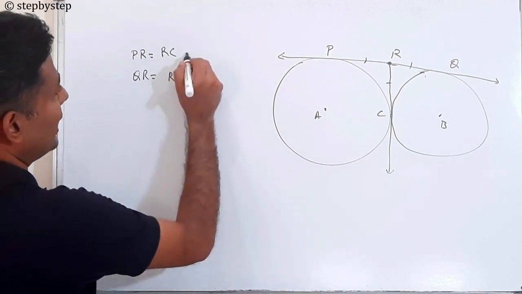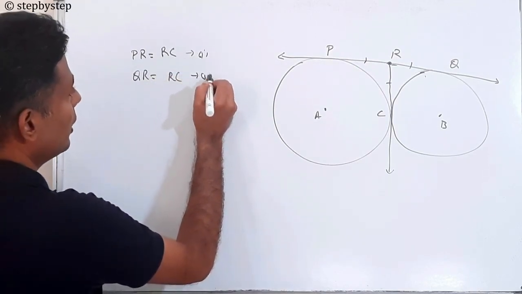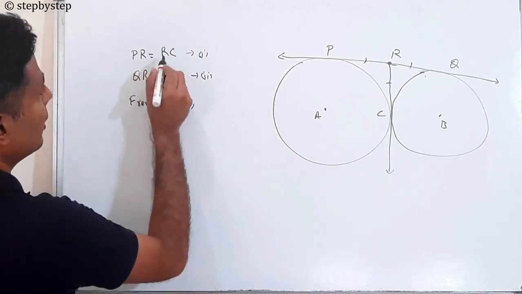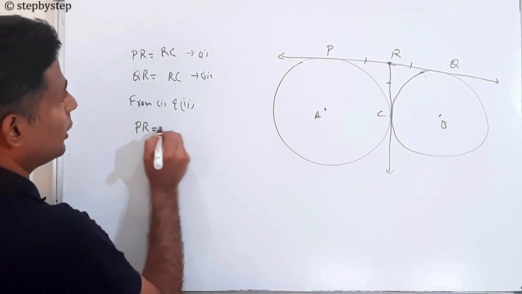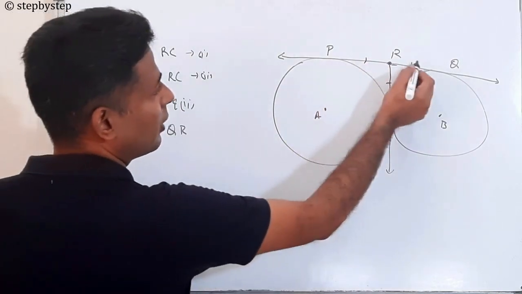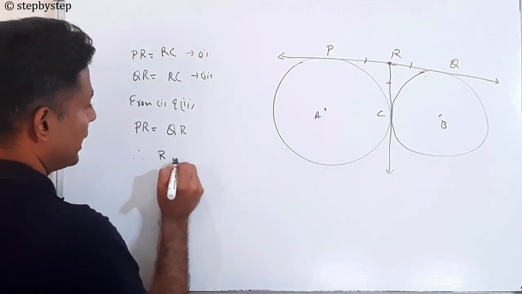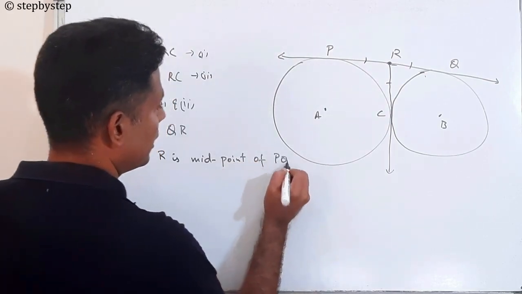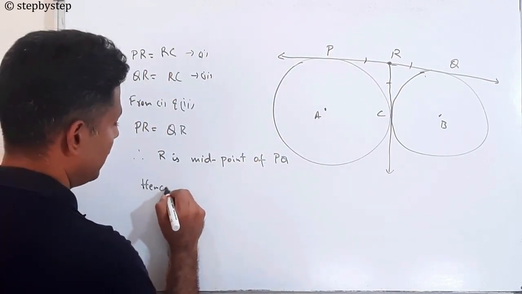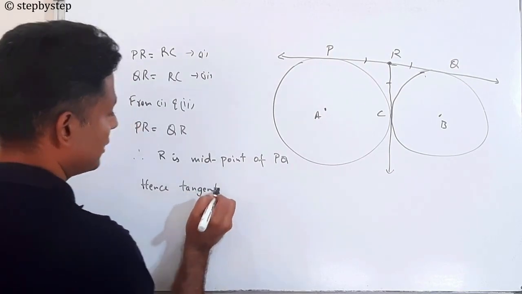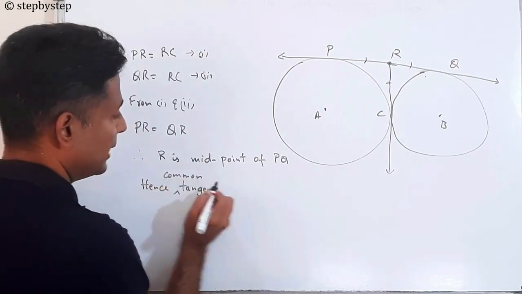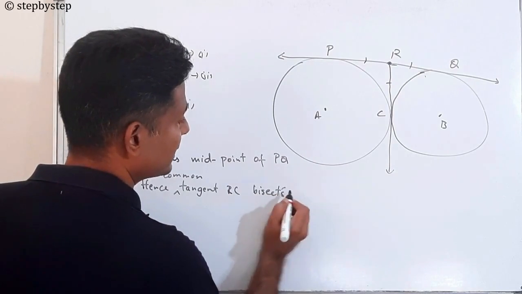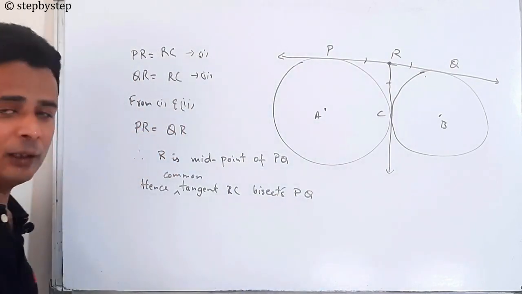So from 1 and 2 what do we get? You'll write it like this, 1, 2, and from 1 and 2 you get PR equal to QR. Therefore R is the midpoint of PQ, hence the common tangent RC bisects tangent PQ.